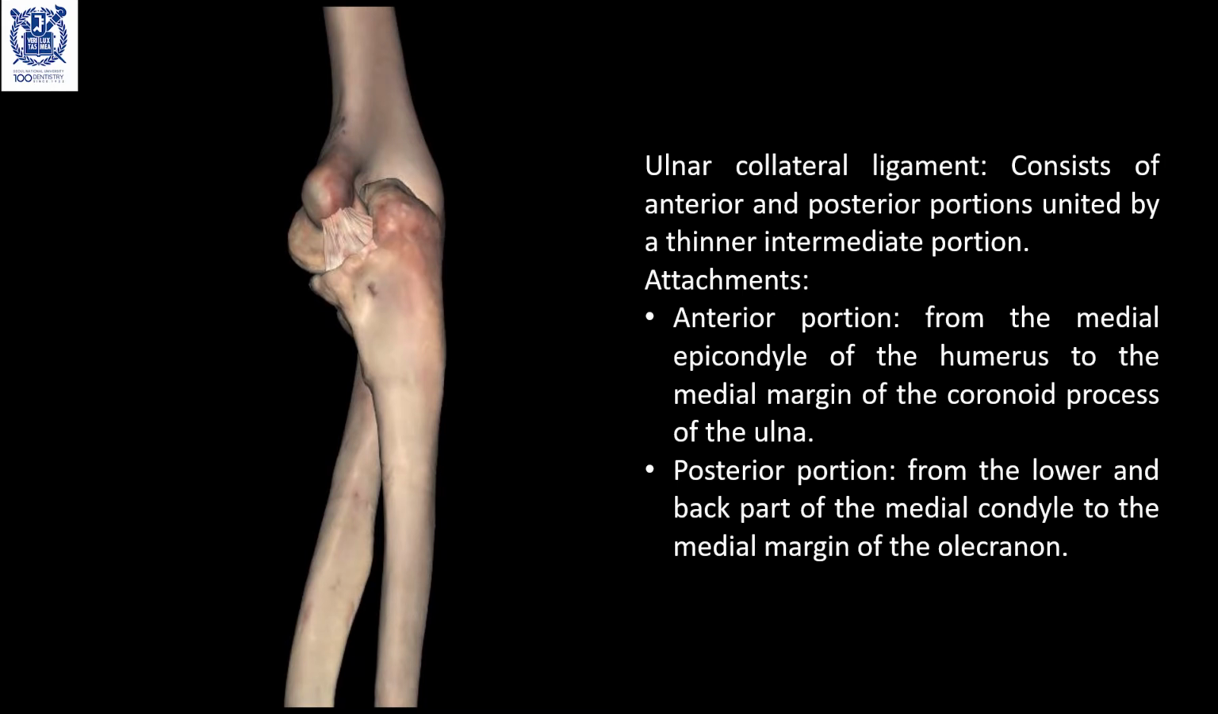Ulnar collateral ligament. It consists of the anterior and posterior portion united by the thinner intermediate portion. The anterior portion is attached from the medial upper condyle of the humerus to the medial margin of the coronoid process of the ulna. The posterior portion is attached from the lower and back part of the medial condyle to the medial margin of the olecranon.